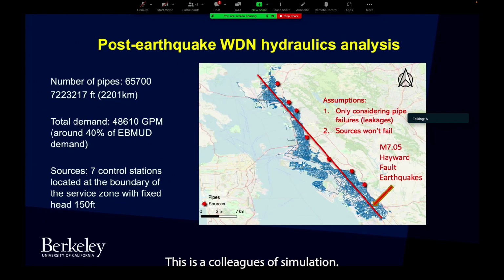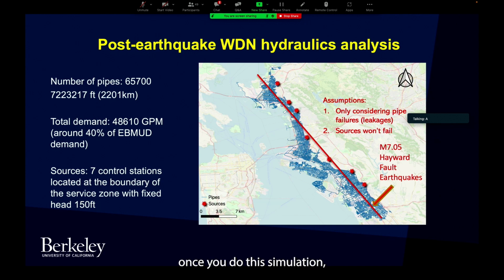This is a collaboration on simulation, so I have to go into a little bit of simulations. We have done some work on the hydraulics. Again, this is a fault zone along the Hayward Fault, magnitude 7.05. We don't know where the epicenter is, but we created an epicenter, and then looking at the ground motion, we hope to work with your colleagues over here to update this type of simulation.